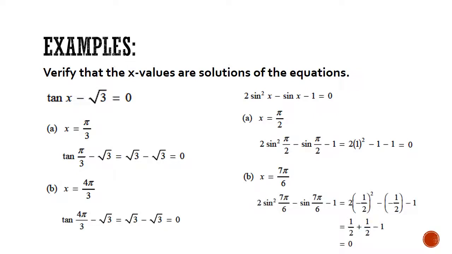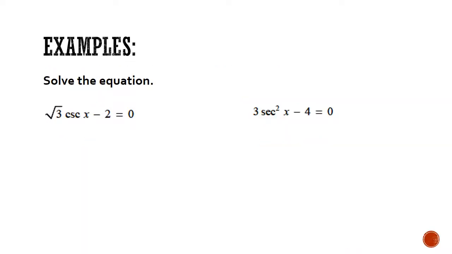Okay, so all of these do work. Now we're going to solve these equations, and what you're going to do is get the trig function by itself. In the case of the one on the left, the cosecant x by itself. In the case of the one on the right, the secant of x by itself. You will then, once you have that, do an inverse function to get the answer. So pause the recording, give it a try, resume to see how you did.